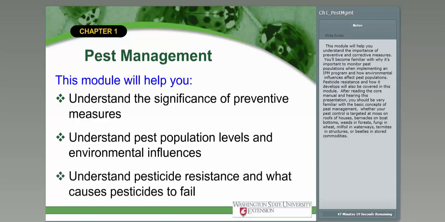After reading the core manual and hearing this presentation, you should be very familiar with the basic concepts of pest management, whether your pest control is targeted at moths on roofs of houses, barnacles on boat bottoms, weeds in forests, fungi in wheat, milfoil in waterways, termites in structures, or beetles in stored commodities.